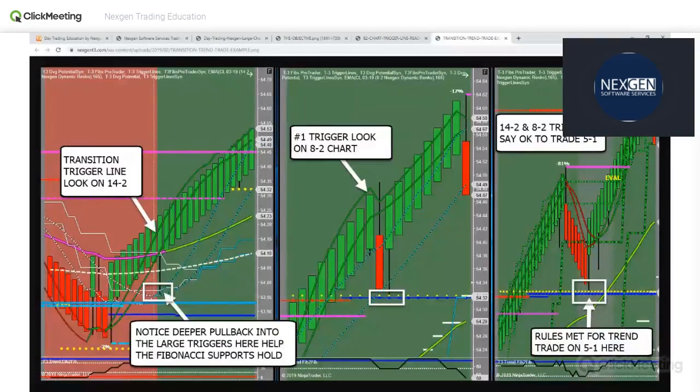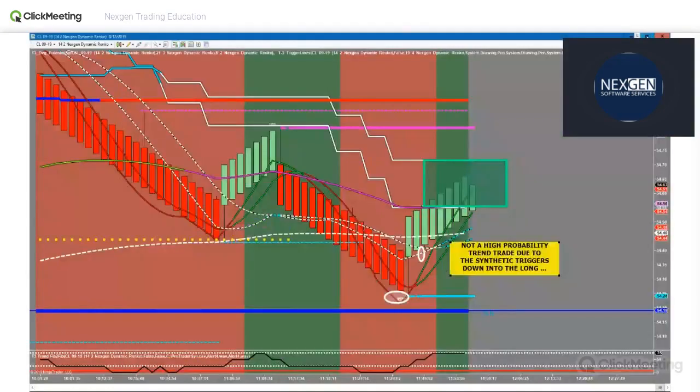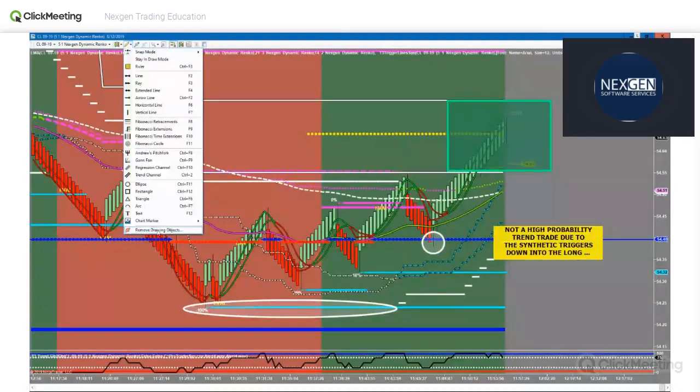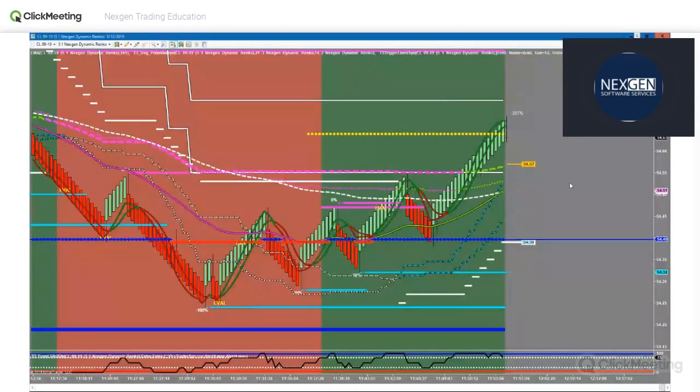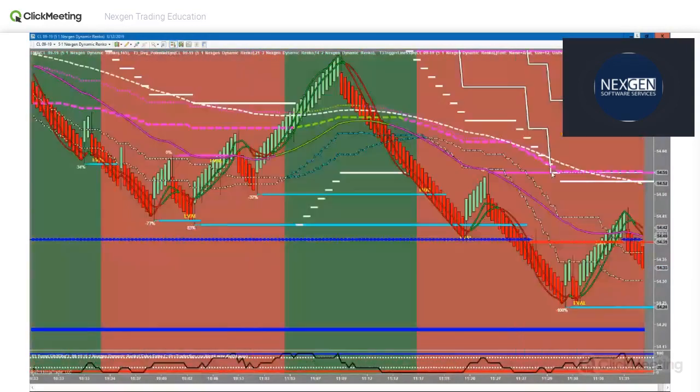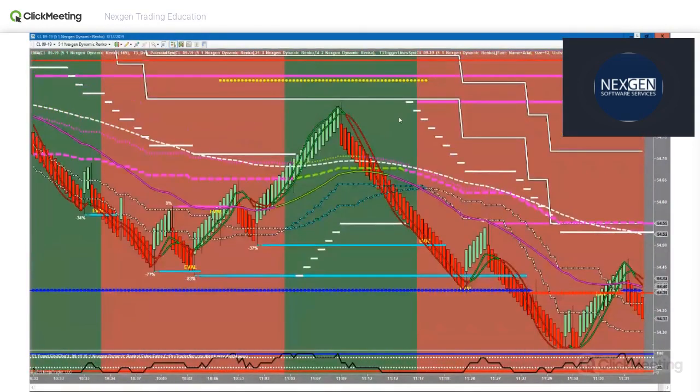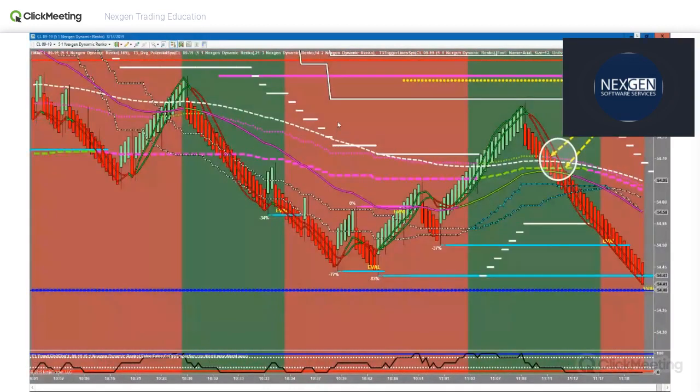All right, Milby, on the 5-1 chart, let me get rid of everything on here. You're talking about these right here. These are all moving averages. You're talking about these dotted lines, right? This is the mid band from an 8-2 chart and a 5-1 chart. The dotted lines are the mid band of an 8-2 chart.